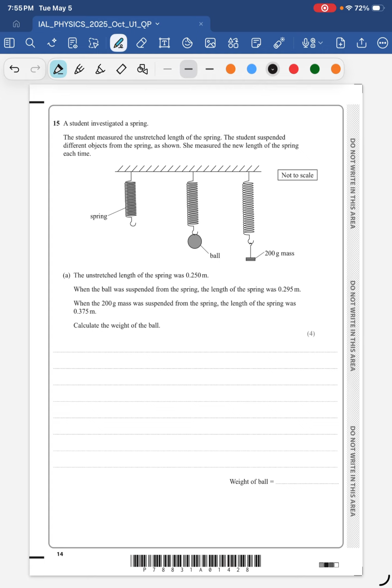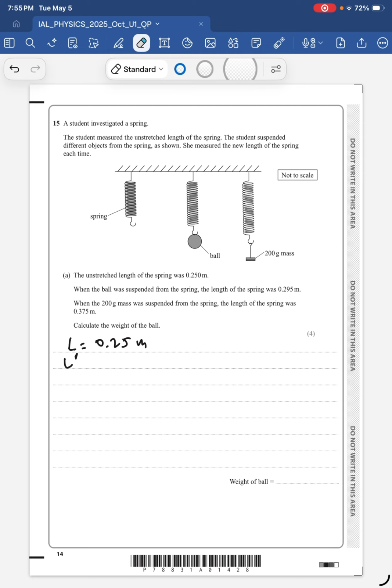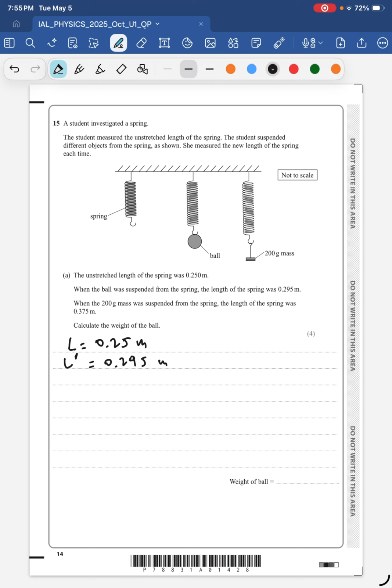So, okay, let me think about this. The length is 0.25 meters. L prime, the length of the spring, is 0.295 meters when we hang the ball, which means that delta x for this case is 0.045 meters. Let's call it delta x prime.